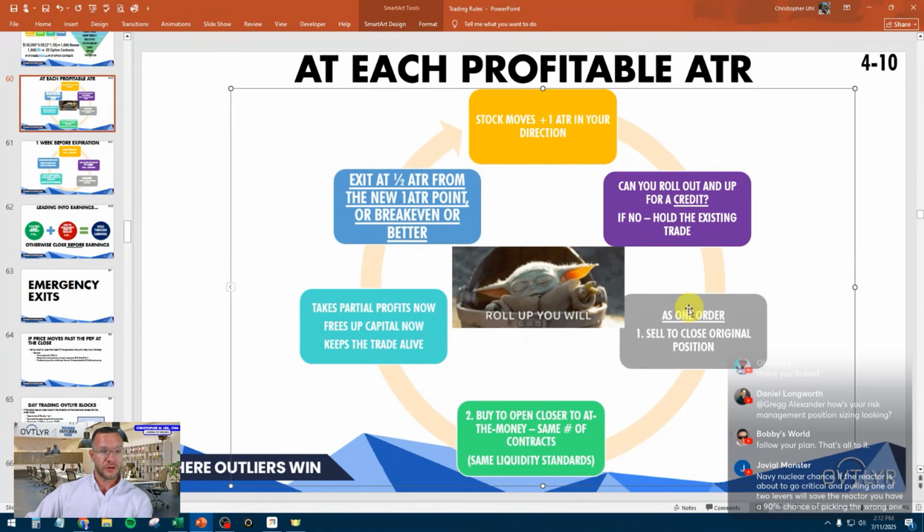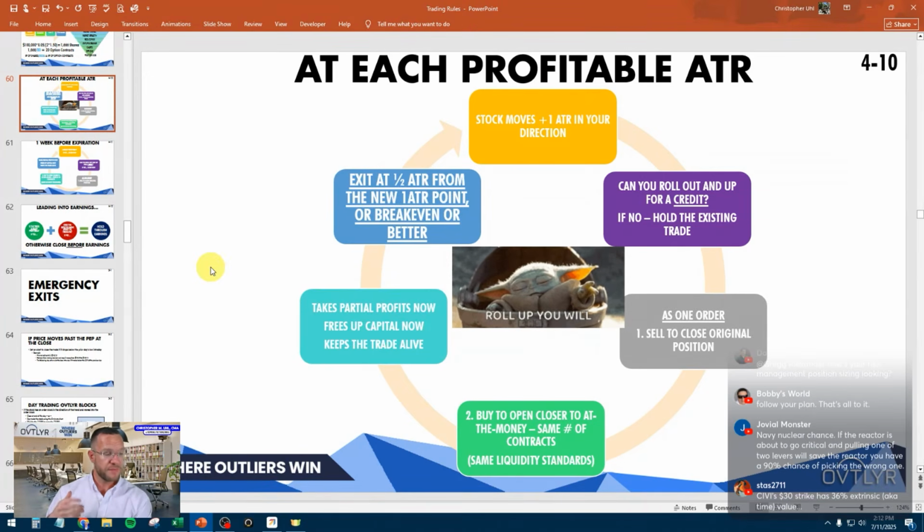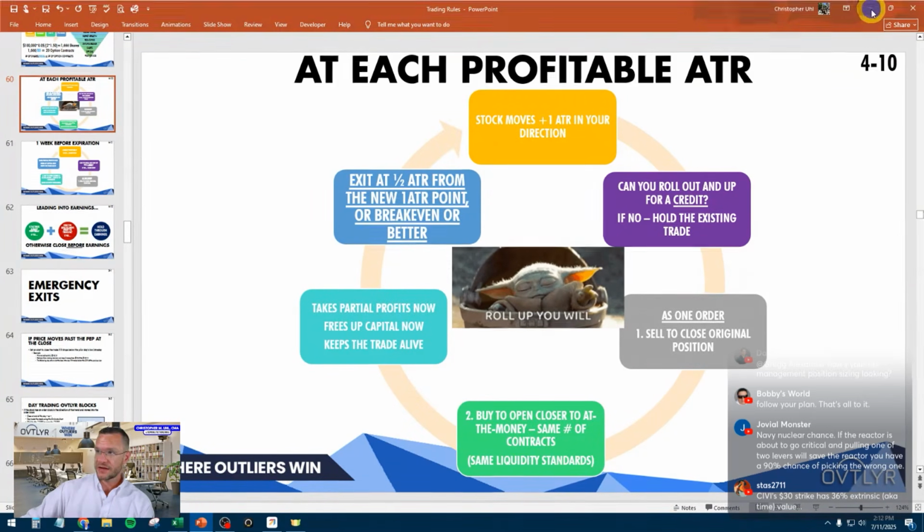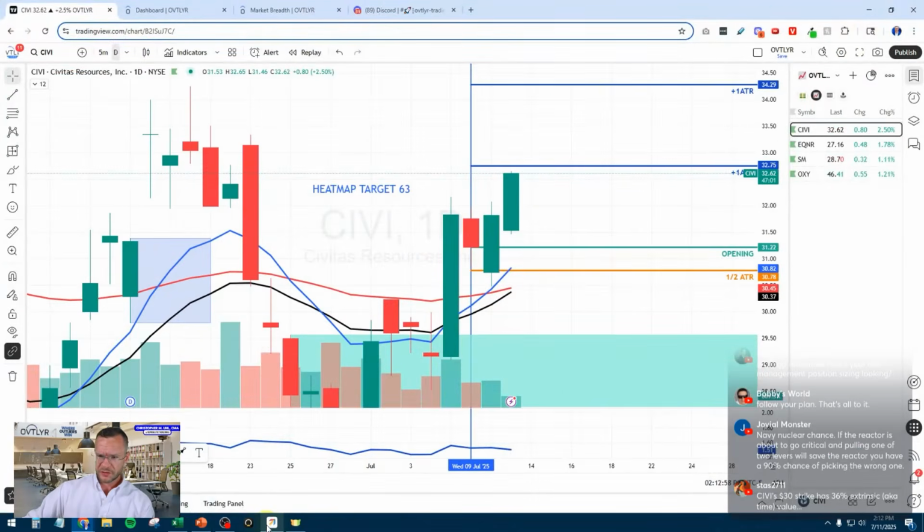And as one order, you're going to sell to close the original position and buy to open the same number of contracts closer to the money. And the reason we do this is it takes partial profits now. It frees up capital right now, and it keeps the trade alive. So we're going to take partial profits out of Civi, and we could go trade with those profits right away. And we still get to keep the trade on. It's a really, really cool thing. It is such a hack, such a hack. So let's go look at Civi's options chain.